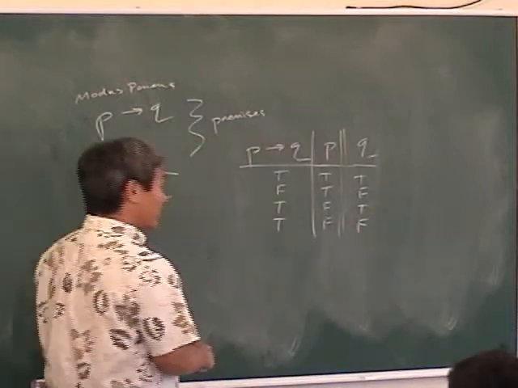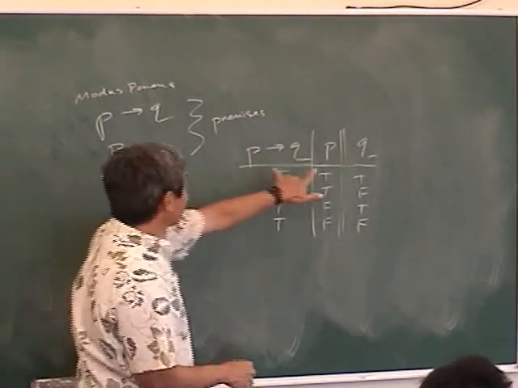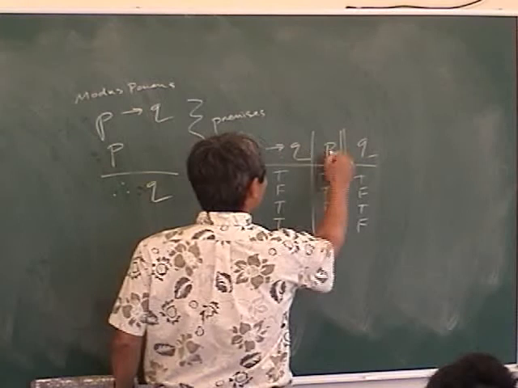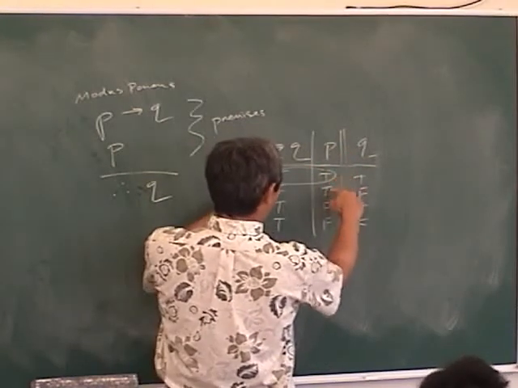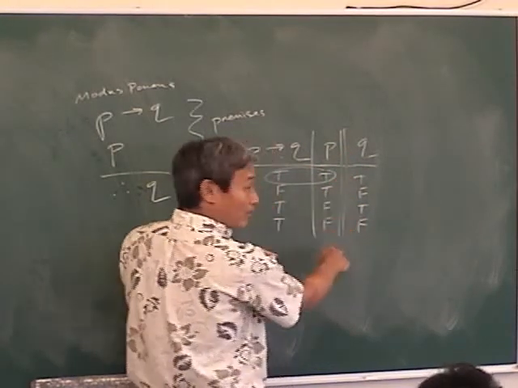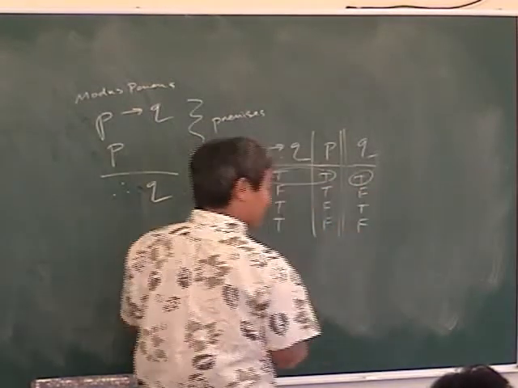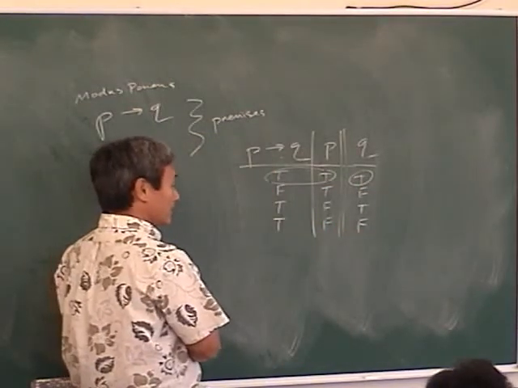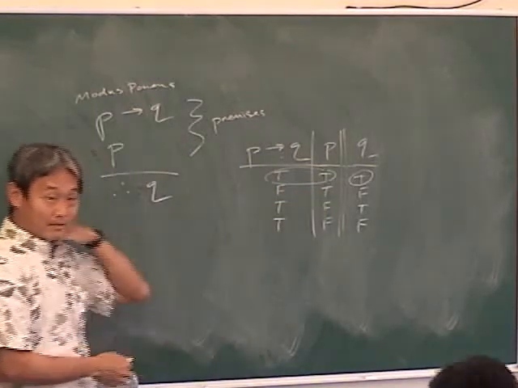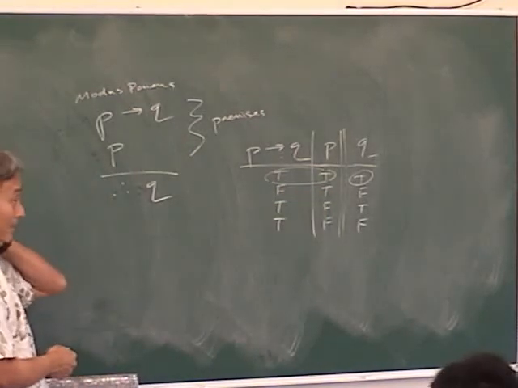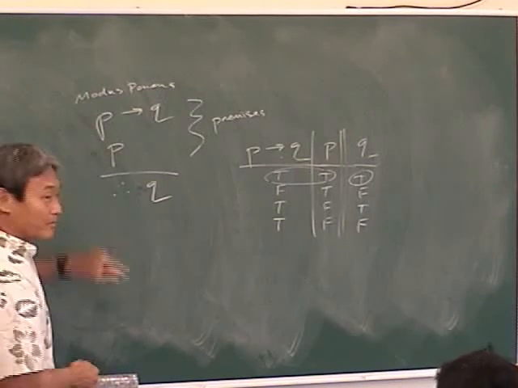So what you're looking for in a valid argument, since these are the two premises, is whenever the two premises are true in line one, and that's all. Sometimes they come out both true in more than one line. But when they're both true, does the conclusion also come out true? Yeah, so therefore this is a valid argument. That's what a valid argument is. Whenever these are true, this will be true.